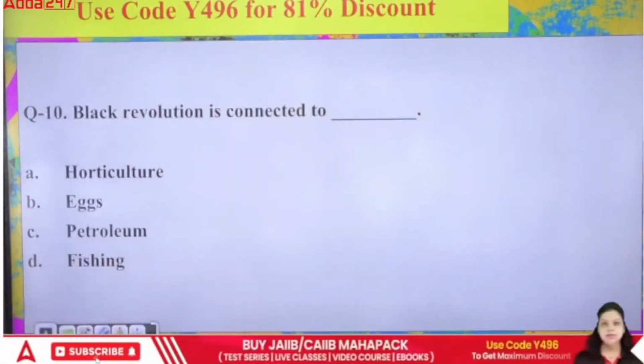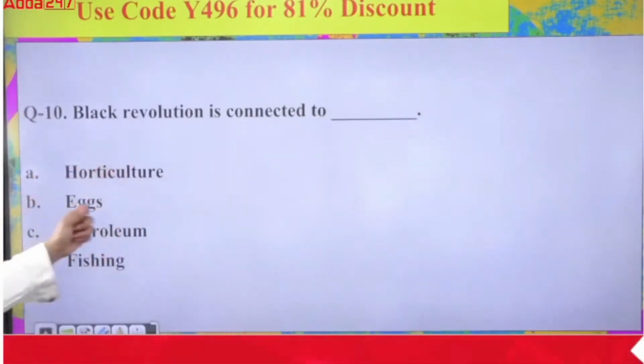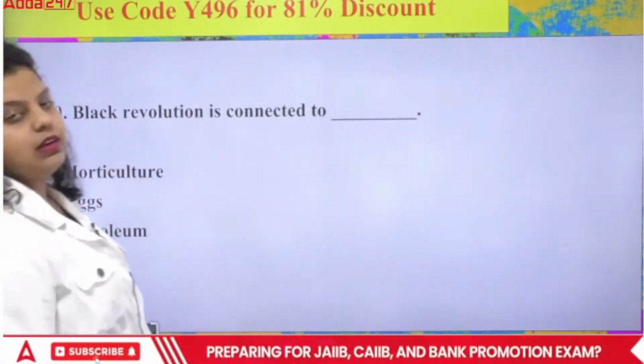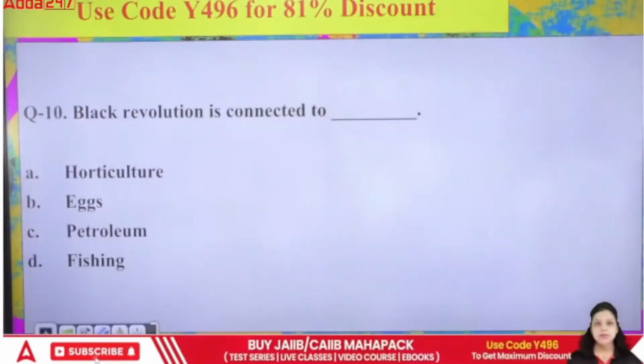Now next, Black Revolution is connected to which of the following? First, horticulture, second, petroleum, third, fishing. So Black Revolution is related to which particular product or field? A, B, C, or D?